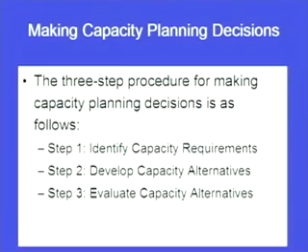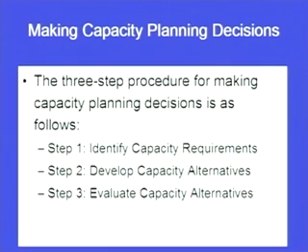Once the forecasts are there, then we can see what would be the requirement in terms of machines, equipment and the labor. Now, making capacity planning decisions. So, what type of decisions do we make in capacity planning? The three-step procedure for making capacity planning decisions is as follows. So, this is a very brief procedure.